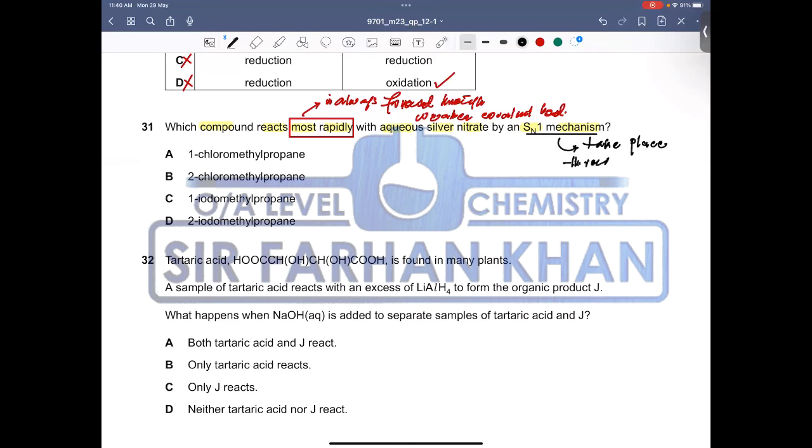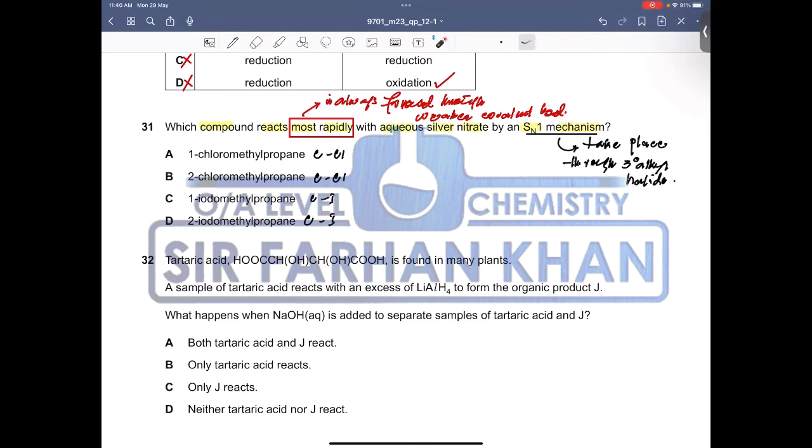Takes place through a 3-degree alkyl halide. So obviously, this compound has a carbon-chlorine bond. This compound also has a carbon-chlorine bond. This compound has a carbon-iodine bond. This compound also has a carbon-iodine bond.